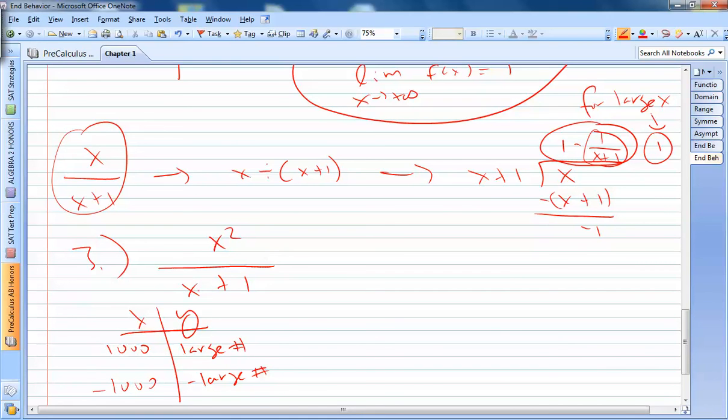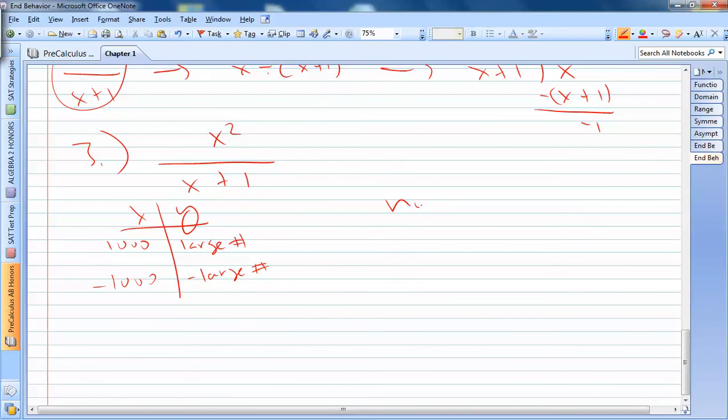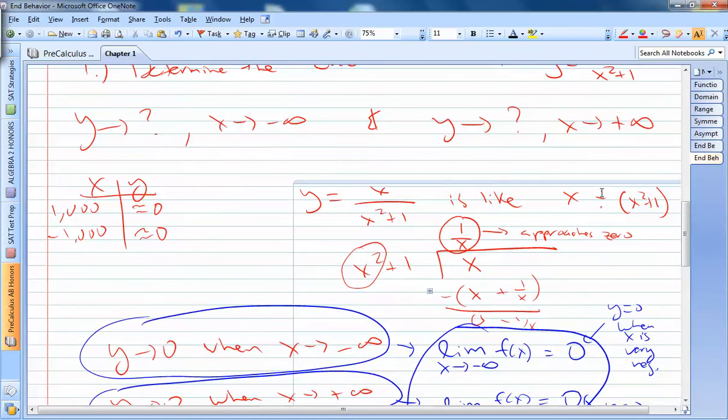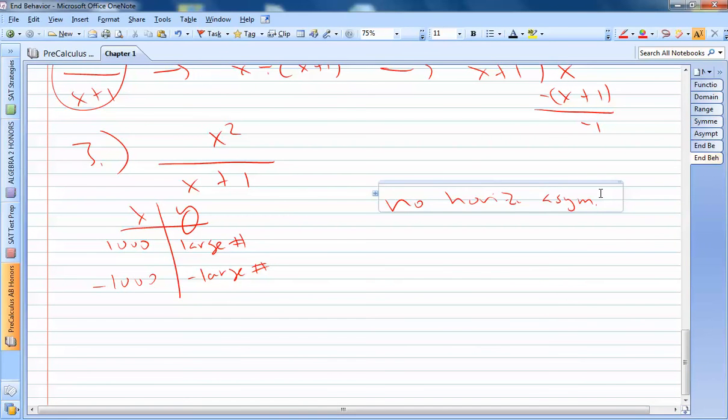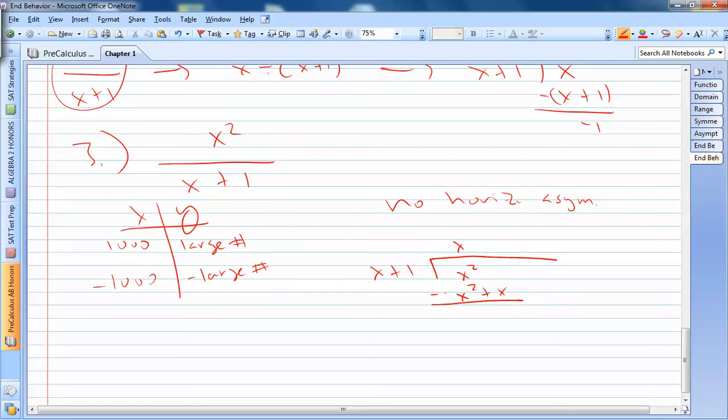Because the bottom will be negative, but the top will be positive if you plug in something like negative 1,000 for x. So in this case, there is no horizontal asymptote. It's not going to level off anywhere. Unlike we saw for 1 and 2. So you have to do long division. X times x gives me x squared. So negative x. X times negative 1 gives me negative x.